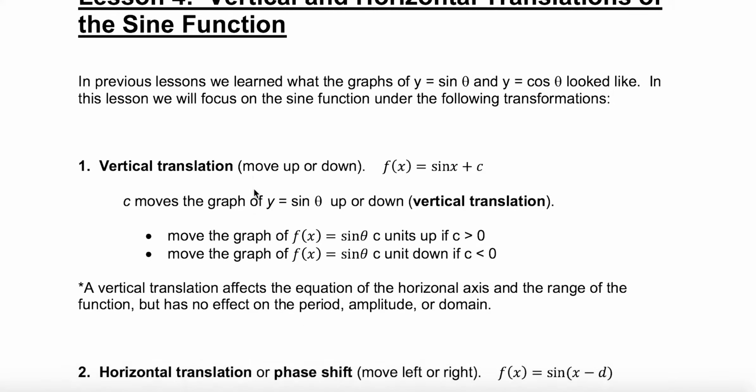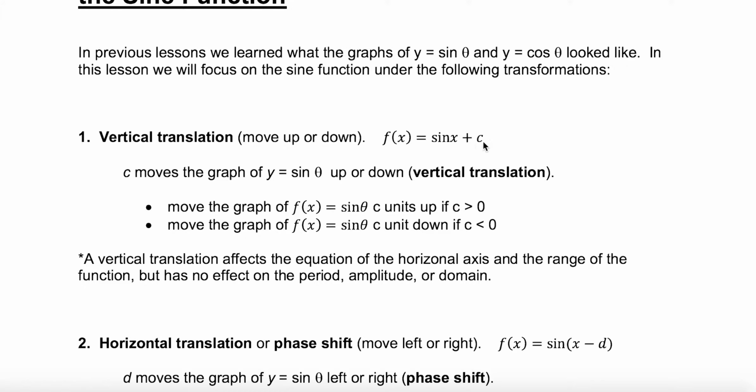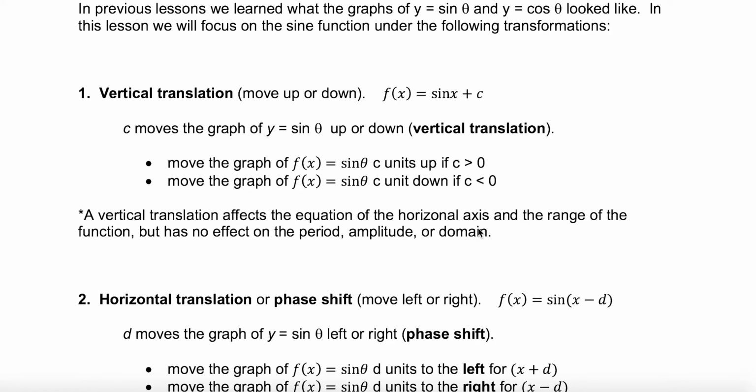So a vertical translation, we've seen this before. When you have this plus or minus number at the back of your equation, that number is going to tell you to move the sine function either up or down vertically. If c is greater than 0, you're going to move the function up, and if it's less than 0, you're going to move it down.